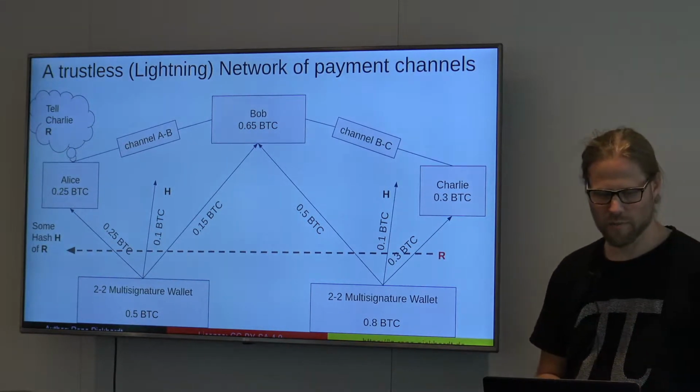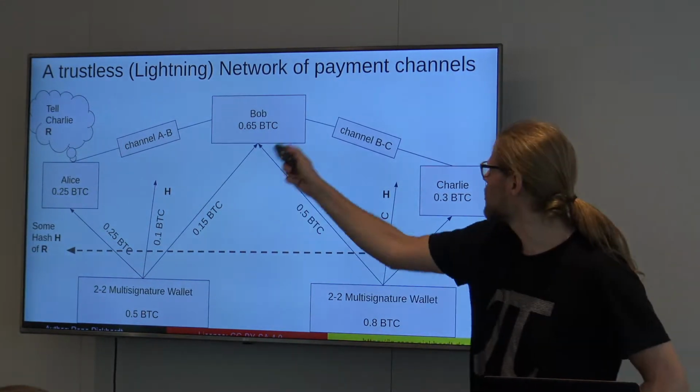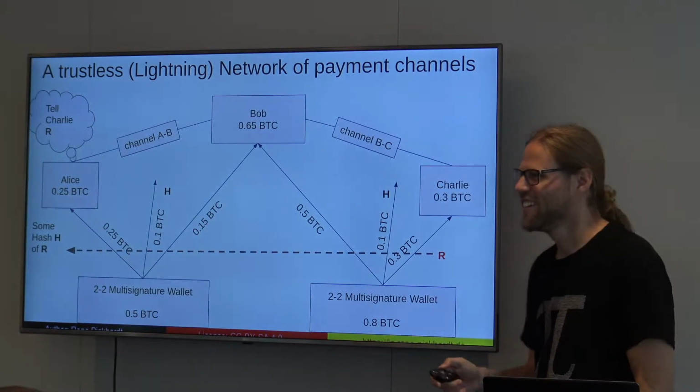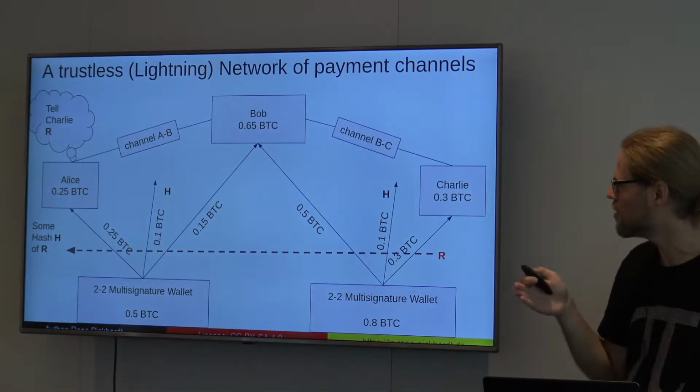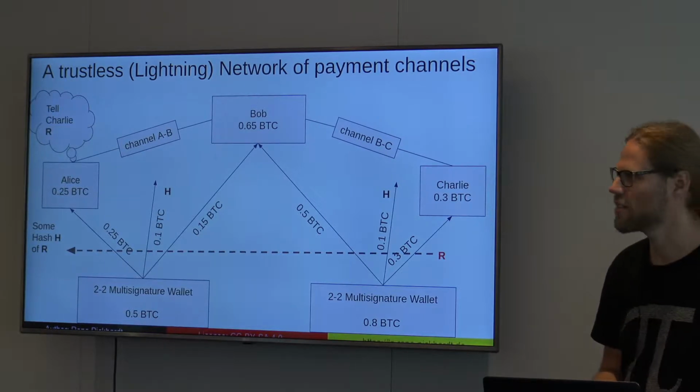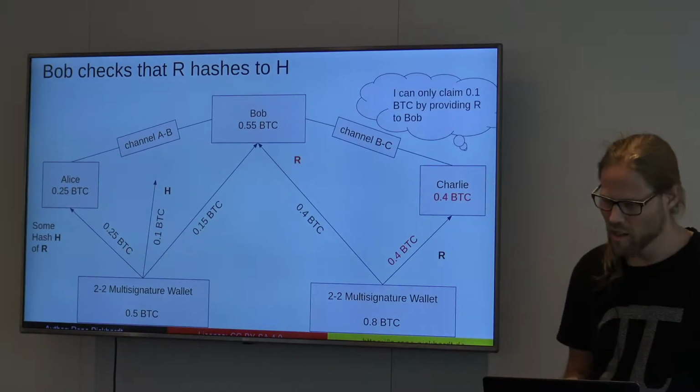Well, so now this cloud should be here. Sorry for that. Charlie is like, hey, I need to really get this payment hash back to Alice. So sorry for this wrong pointer.